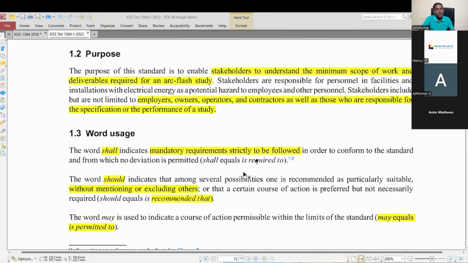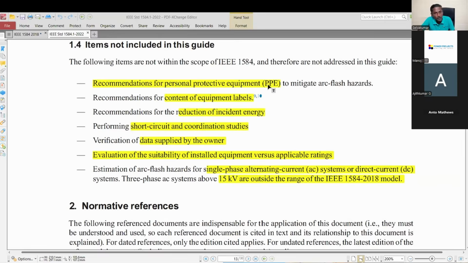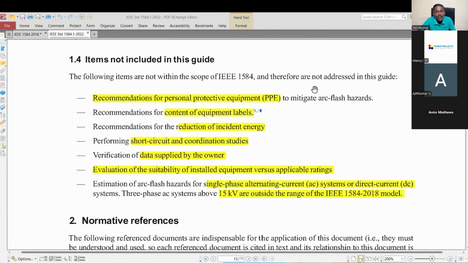Items not included: recommendation of PPE is not included. Recommendation of the content of equipment labels is not included. Recommendation for reduction in incident energy is not part of the scope. Performing short circuit and relay coordination is not part of the scope. In the sense, they are not included in IEEE 1584 and 1584.1. The following items are not within the scope of IEEE 1584 and therefore not addressed, but these are all mandatory pre-steps for performing an arc flash study.